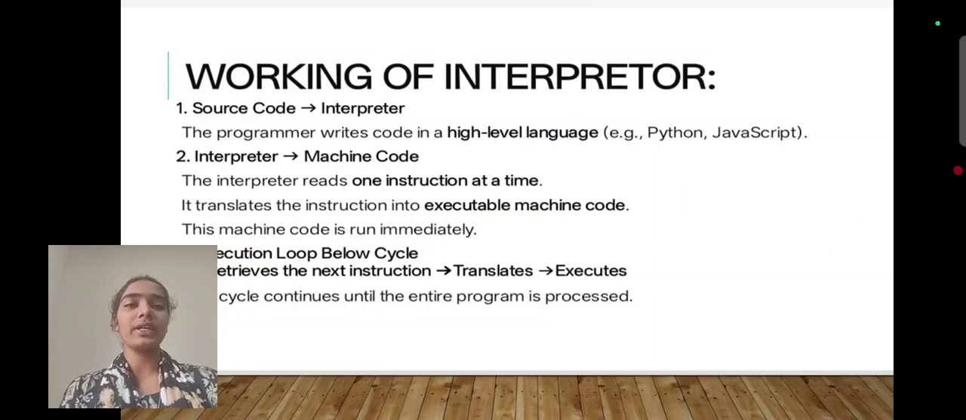Working of interpreter. Source code: the programmer writes code in a high level language, for example Python, JavaScript. Interpreter: the interpreter reads one instruction at a time. It translates the instruction into executable machine code. This machine code is run immediately. Execution loop: the next instruction is translated and executed. The cycle continues until the entire program is processed.